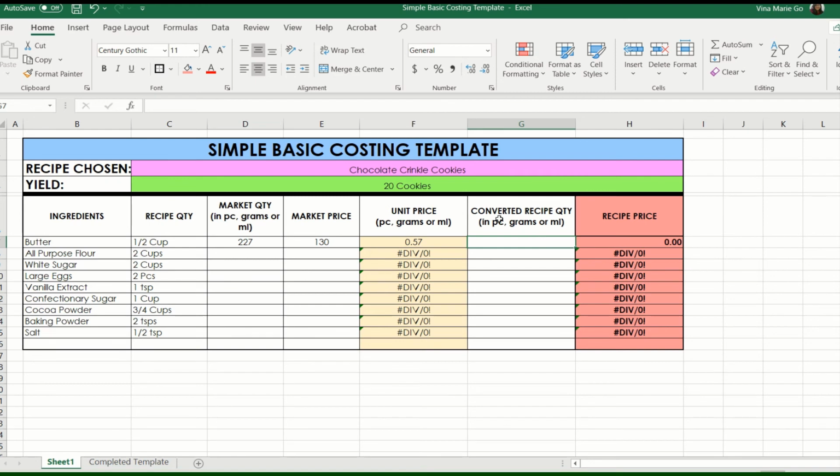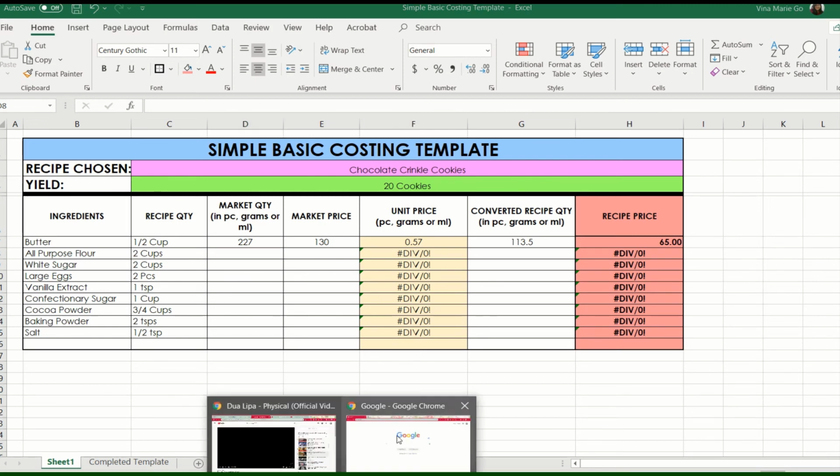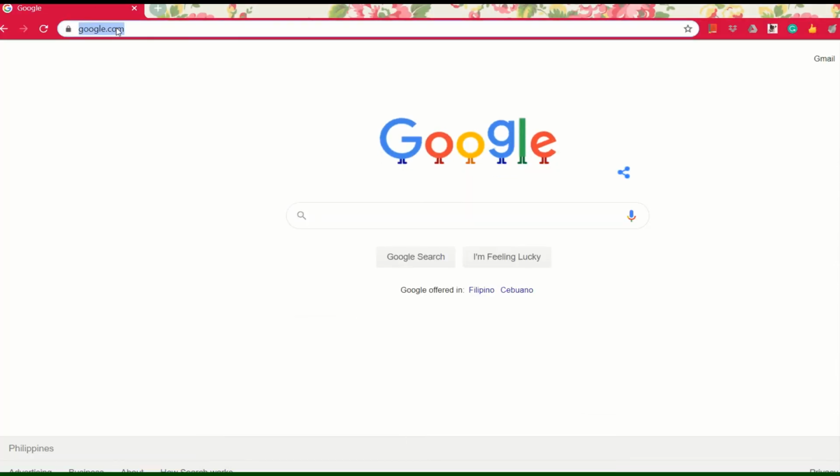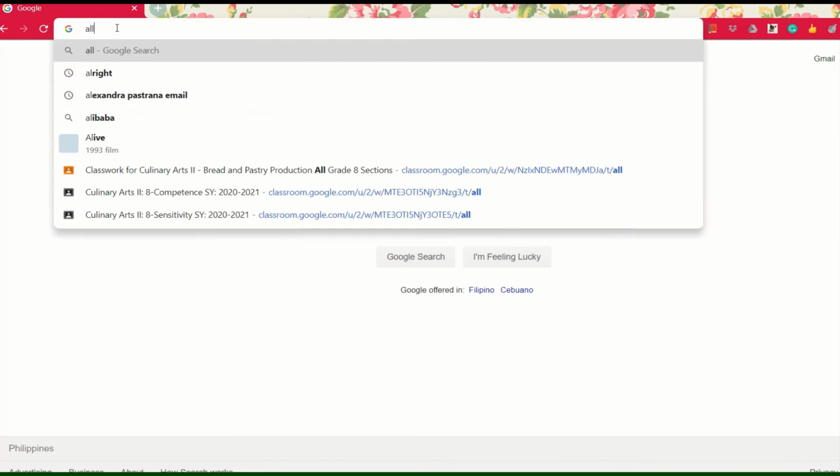Now for the converted recipe quantity, just add in 1/2 cup in grams. 1/2 cup in grams is 113.5. But how do we get that? You can even put it in 227 divided by 2, 113.5, and you get the recipe price automatically computed as 65.